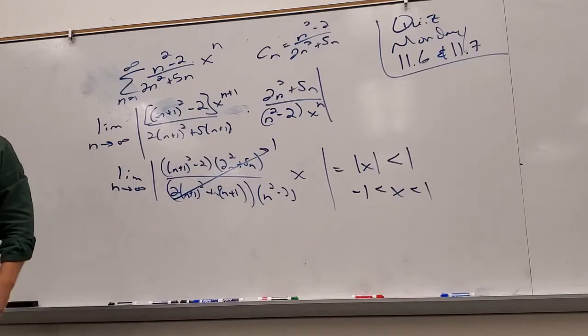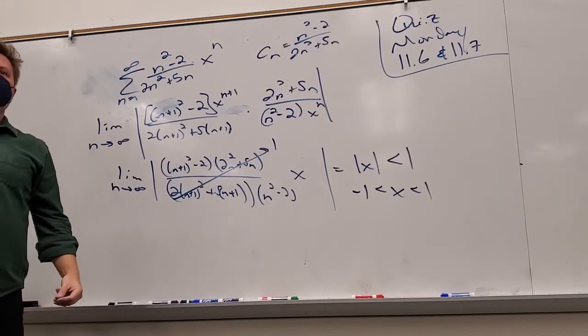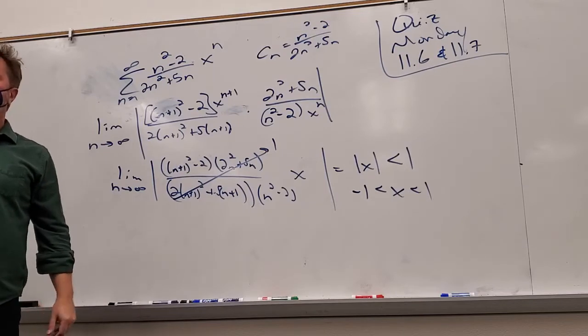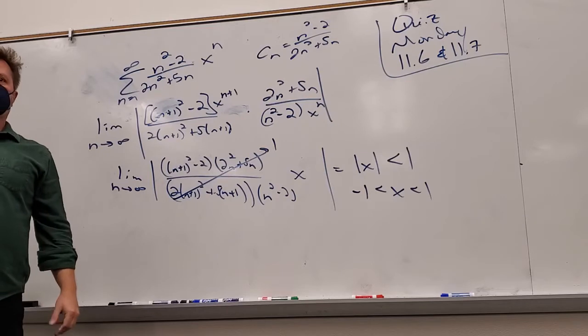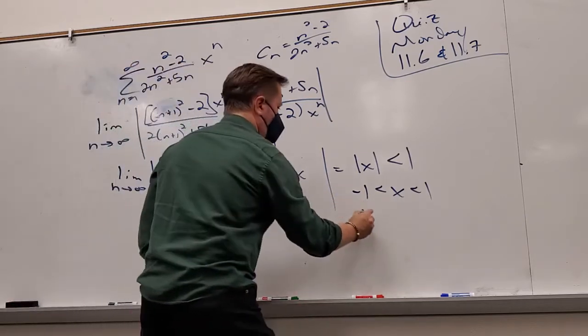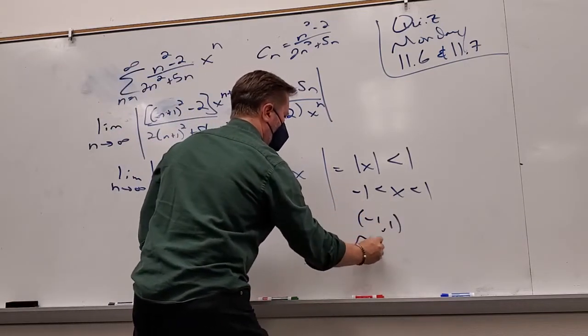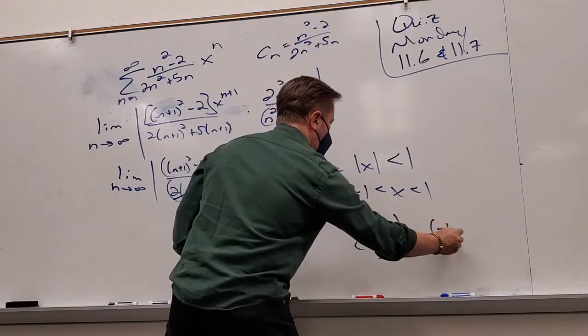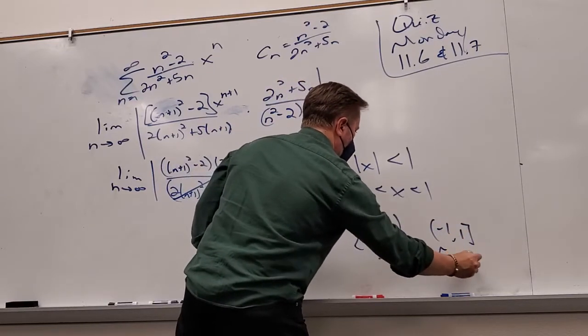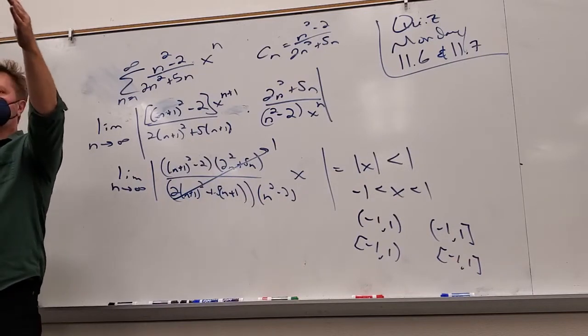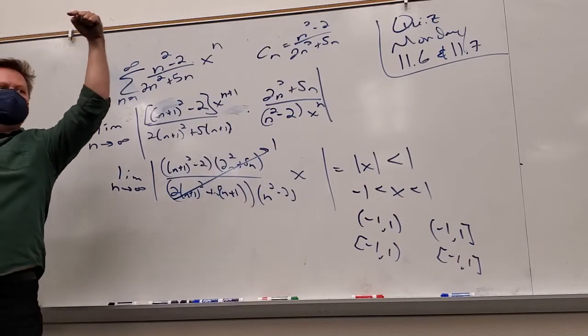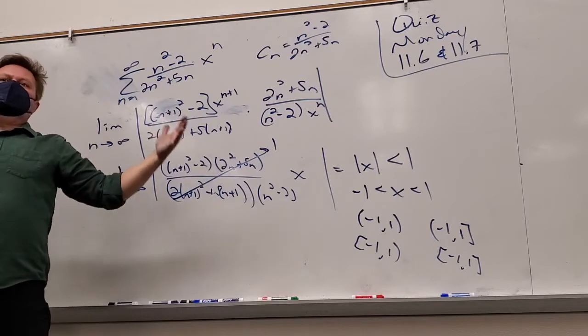Okay, here's the kicker. I need to test the endpoints to see what happens at them. Because I don't know if the answer is going to be this, the answer could be this, the answer could be this. Right now it could be any of those. I know that -1 to 1 works. Everything between. What happens at the endpoints?